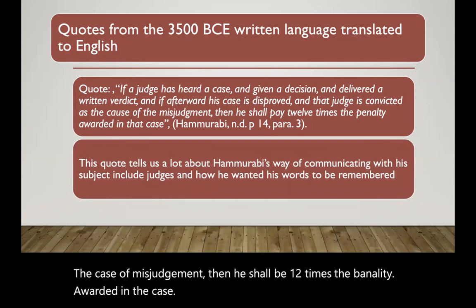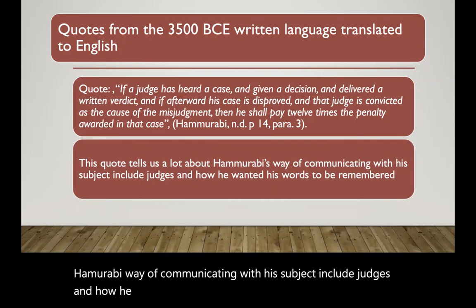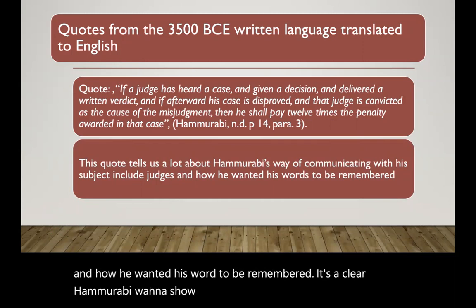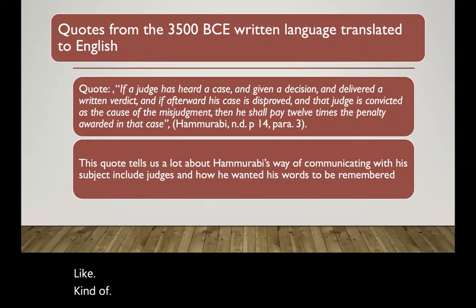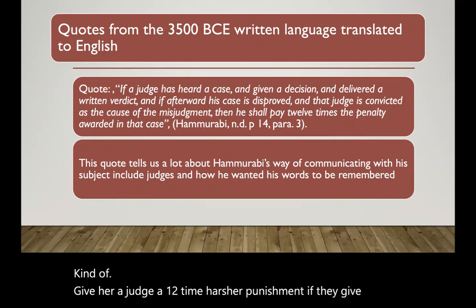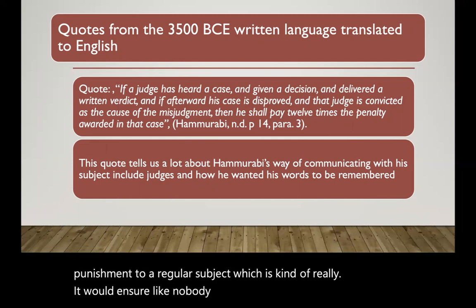This code tells us a lot about Hammurabi's way of communicating with his subjects, including judges, and how he wanted his word to be remembered. It's clear Hammurabi wanted to show his subjects that his people are equal under the law, and in fact he gave a judge a 12 times harsher punishment if they gave unfair punishment to a regular subject, which would ensure nobody would be treated unfairly. I like this one.